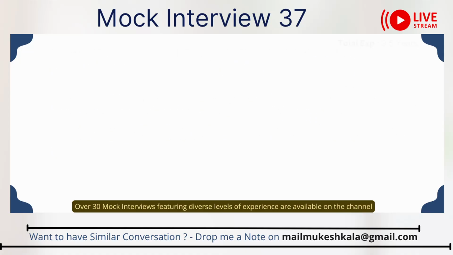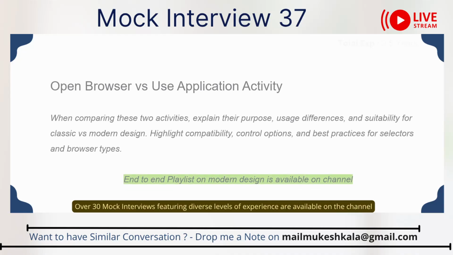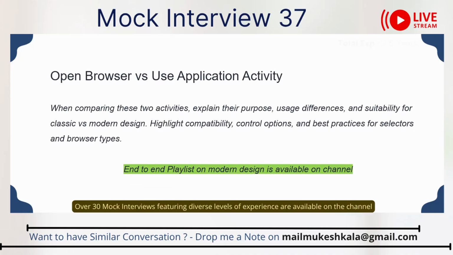Now, in your UiPath, which design experience are you currently using, modern or classic? It was the classic actually. The version is 2022. Okay. But if I have to ask you, can you tell me the difference? Have you used the use application/browser activity? Yes, I have. And then we have an activity called open browser as well, right? What is the difference? Whatever comes to your mind.